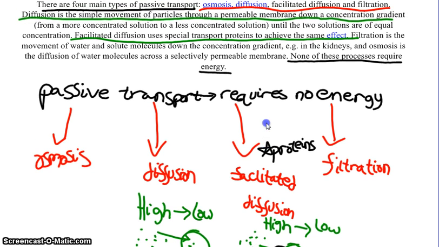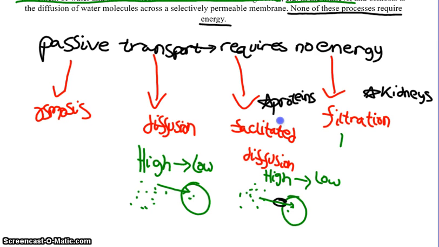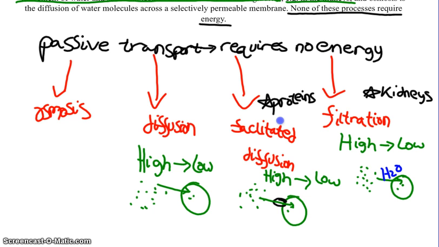So now for filtration, it says filtration is the movement of water and solute molecules down the concentration gradient, example in the kidneys. So for filtration, I'm going to write kidneys. That seems like a good buzzword to go with filtration. So same thing, I'm going to draw out what filtration is. So it's high to low concentration. And we have all of our dots outside, our 2 dots inside, and we're going to be moving from the outside to the inside, but it's going to be done with a water molecule. So I'll just write H2O here, because water is helping us move it. So another good buzzword for thinking of filtration is moving with water.